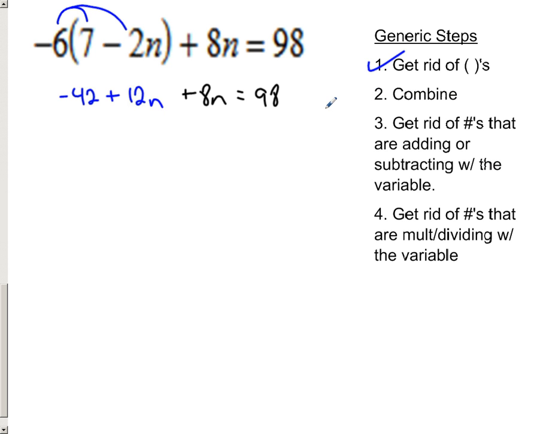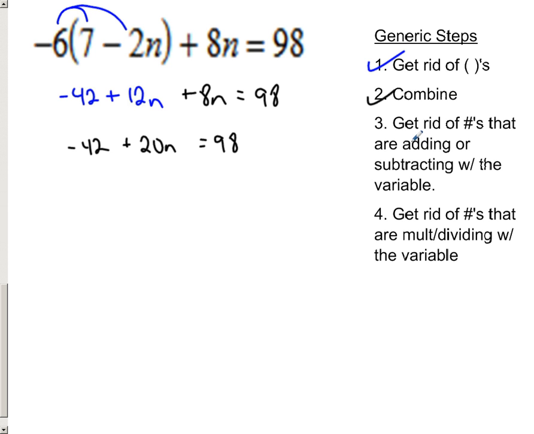Let's go and combine. Well, I can't combine this with a term that has a variable in it, so this negative 42 is just coming down. But 12n plus 8n is 20. So that's 20n. And the equal 98 comes straight down.